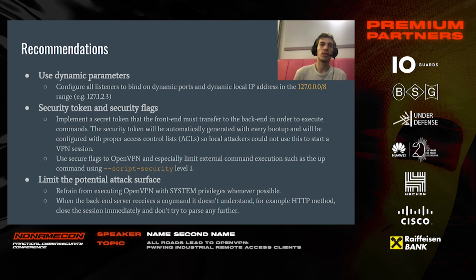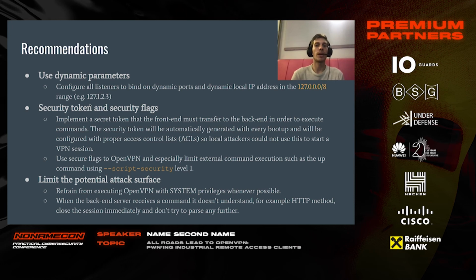So first of all, you can use dynamic parameters. For example, you don't have to always listen on 127.0.0.1. You can use the entire localhost range, for example, 127.123. You can use security tokens, so something similar to CSRF. So if the backend service receives a command without a specific token, it will not execute this command.